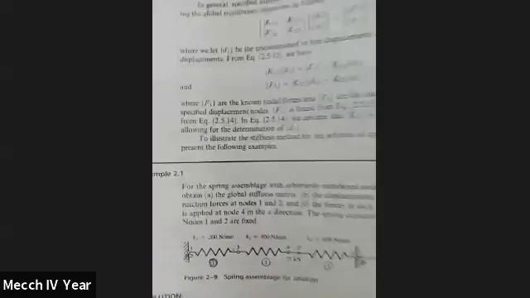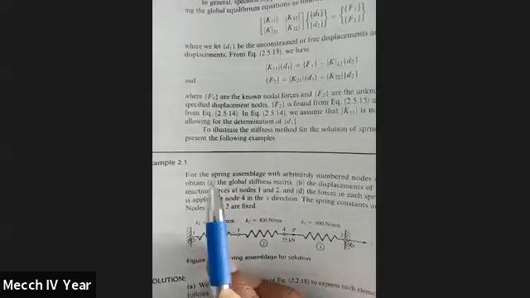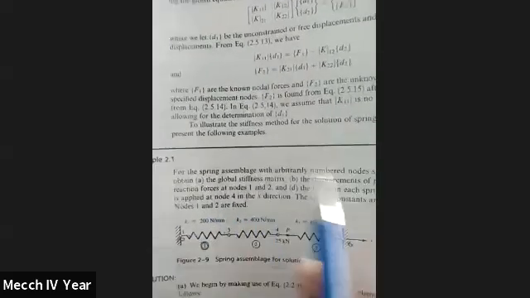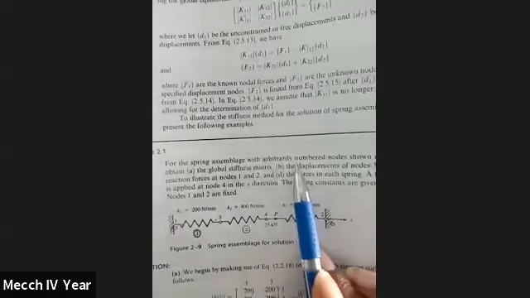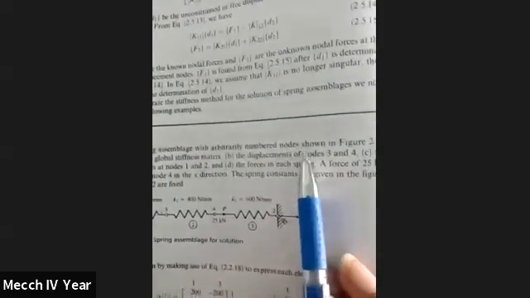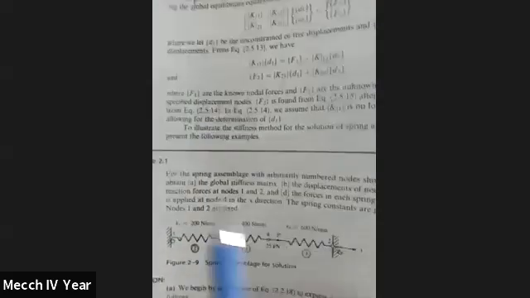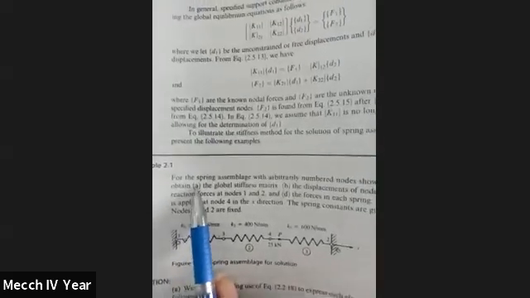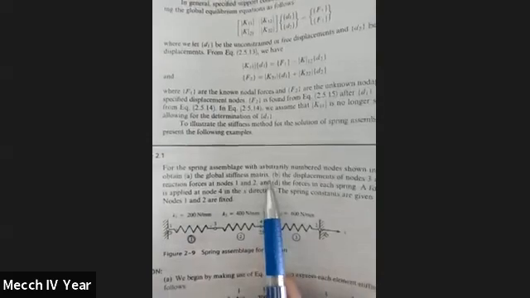Good morning to all. Today we are going to discuss a problem on the stiffness matrix. See here, this is the problem for the spring assemblage with arbitrarily numbered nodes, shown in the figure. This is the diagram given. Obtain first, A, the global stiffness matrix.